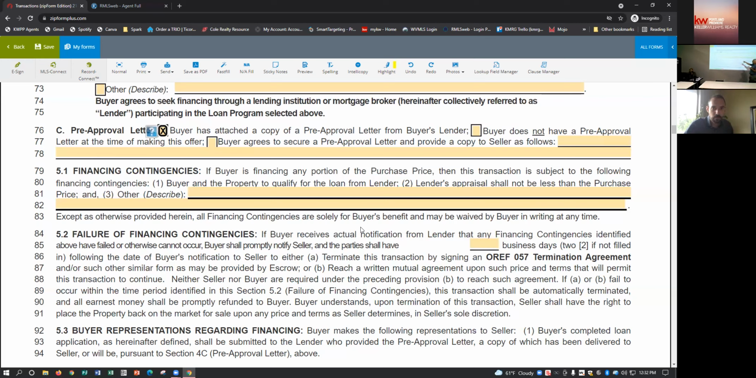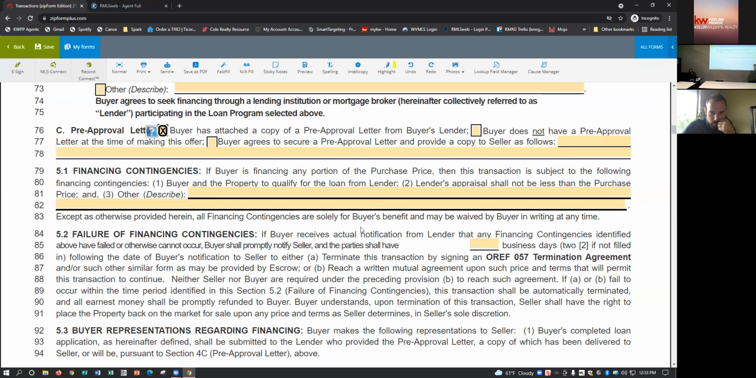If buyer receives actual notification from lender that any financial contingencies identified above have failed or otherwise cannot occur, buyer shall promptly notify seller, and all parties shall have 2 business days, if not filled in otherwise, following the date of buyer's notification to seller, to either A, terminate this transaction by signing the termination agreement or such other form, or B, reach a written mutual agreement upon such price and terms that will permit this transaction to continue. Neither seller nor buyer is required under this provision to reach such agreement.